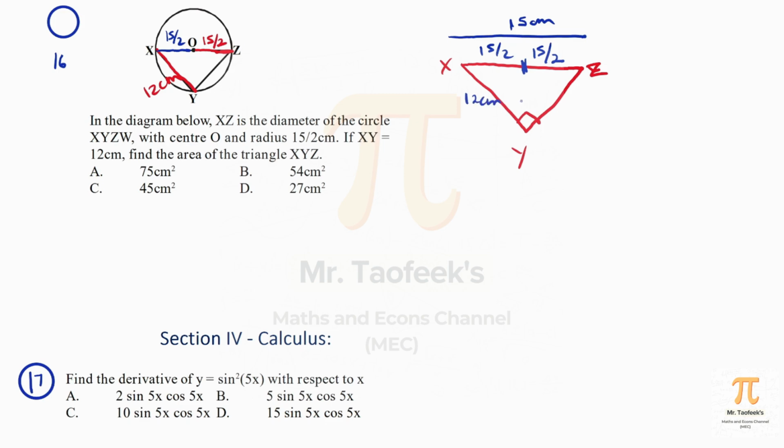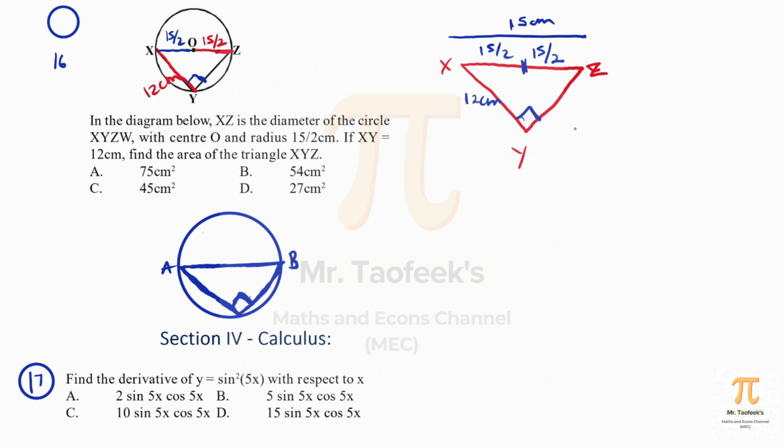And XY is 12 centimeters. Now, how do I know that's a right angle? It is a right angle because in our circle theorems, we learned that the angle in a semicircle forms a right angle. If this is a diameter, let's call it AB, then the angle on the circumference is a right angle. So the angle formed from the diameter on the circumference, the semicircle, is a right angle.